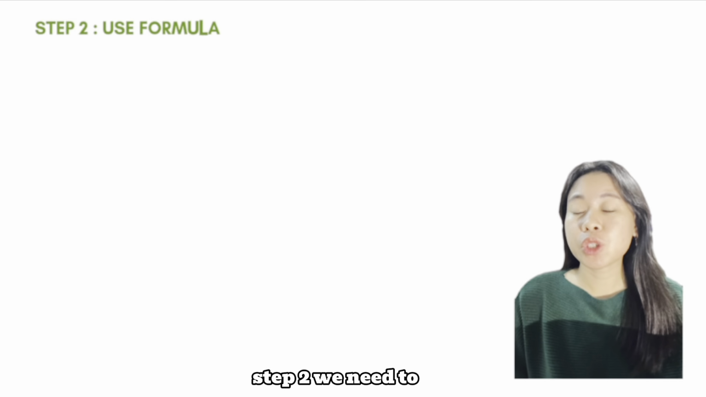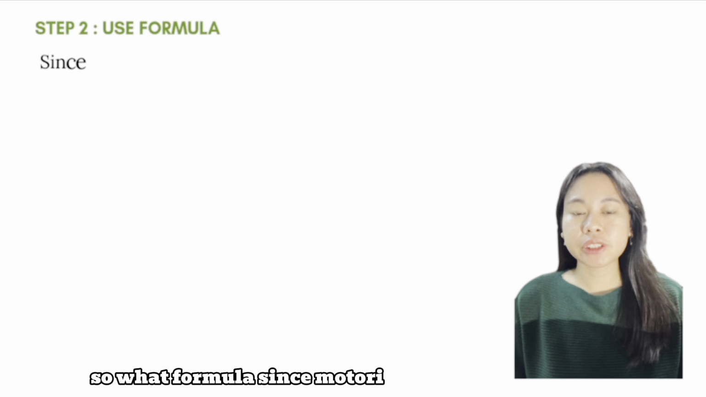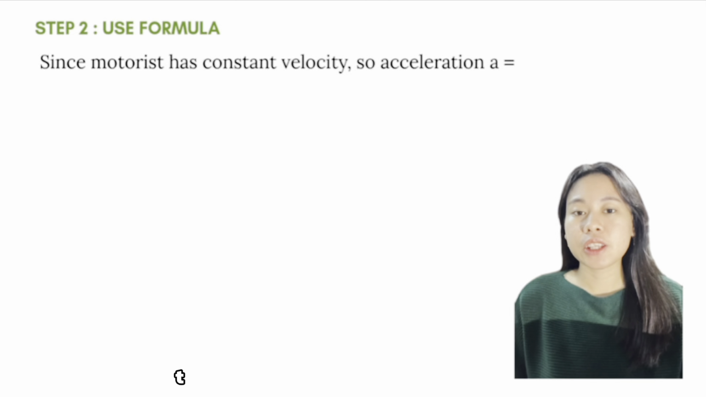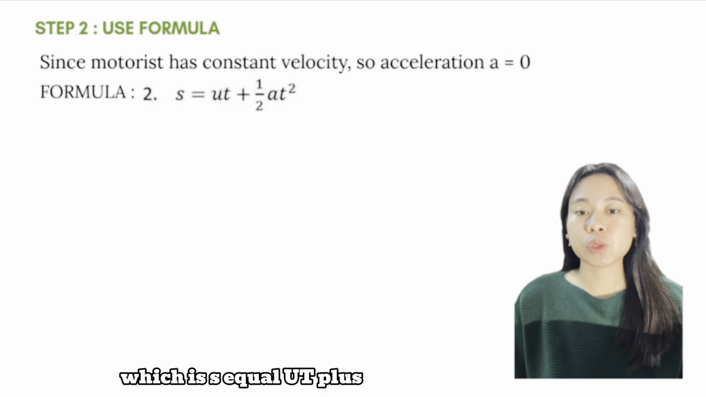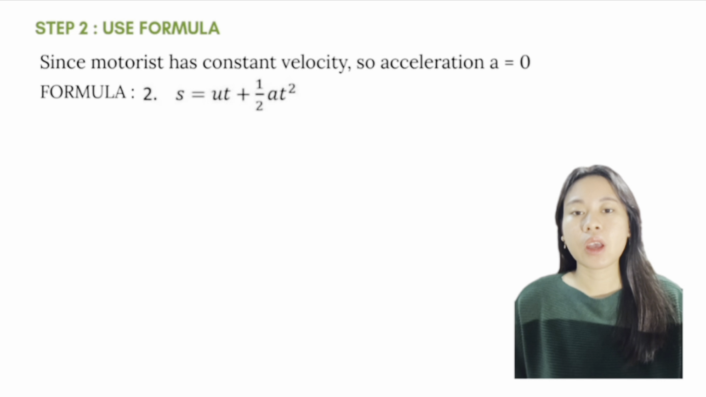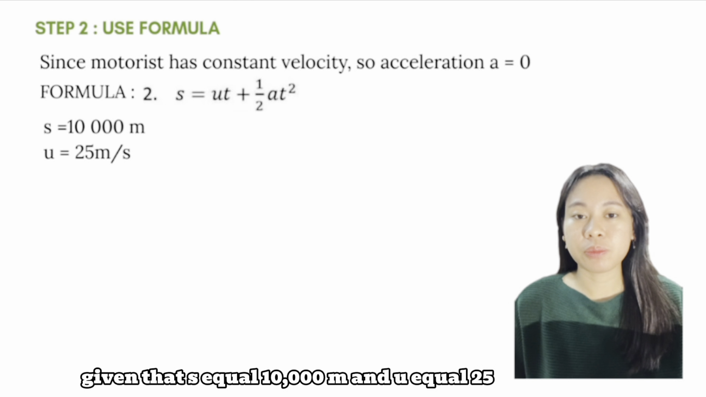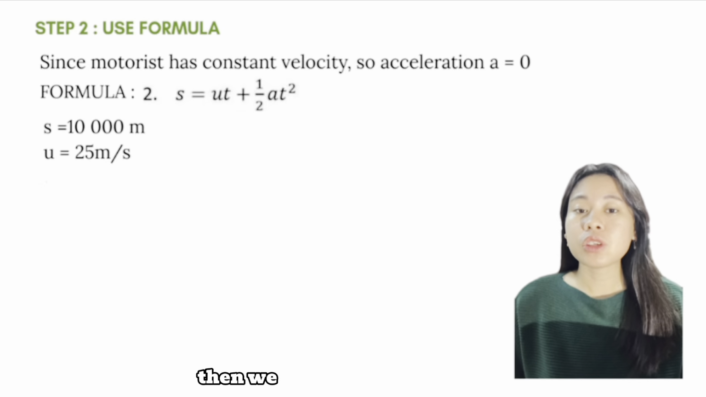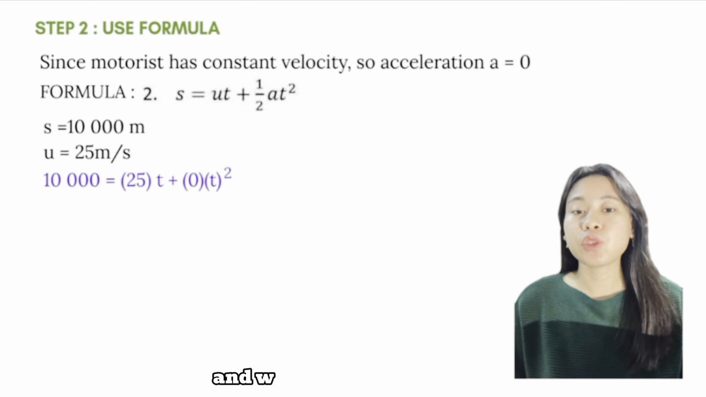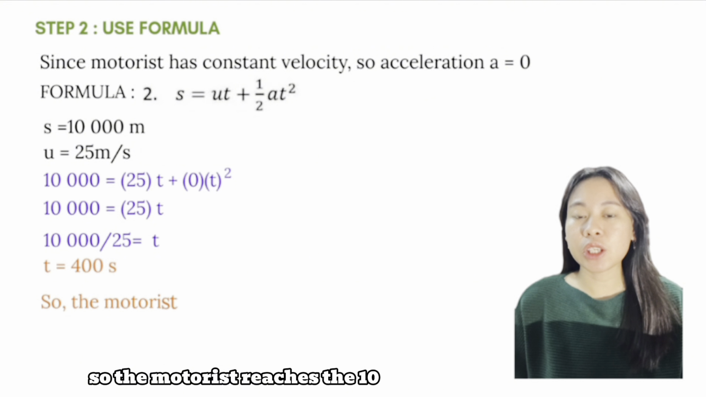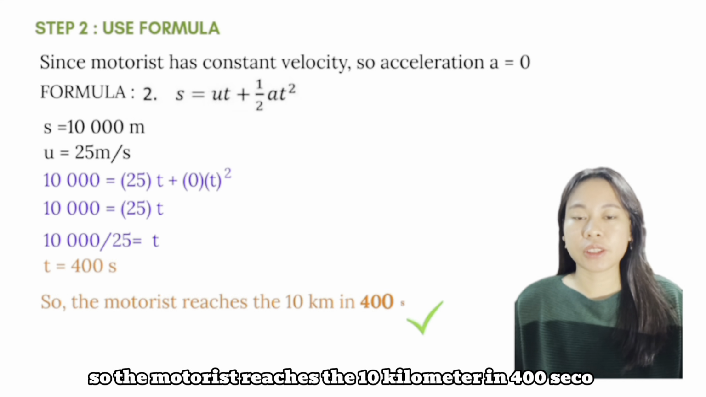Step 2, we need to use the SUVAT formula. Since the motorist has constant velocity, the acceleration equals 0. Then we will use the second formula, which is S equals ut plus 1 over 2 at squared. Given that S equals 10,000 meters and u equals 25 meters per second, we substitute all the values and we will get the value of t, which is 400 seconds. So, the motorist reaches the 10 km in 400 seconds.